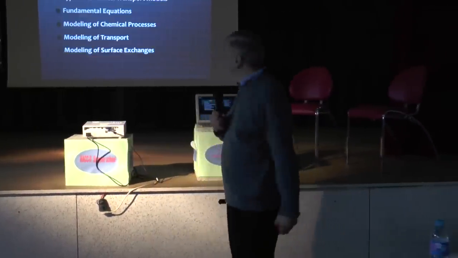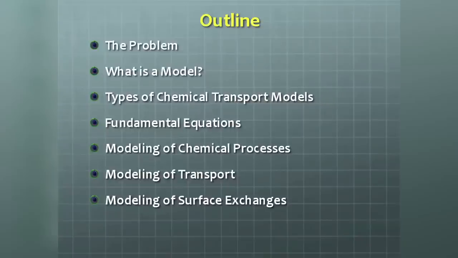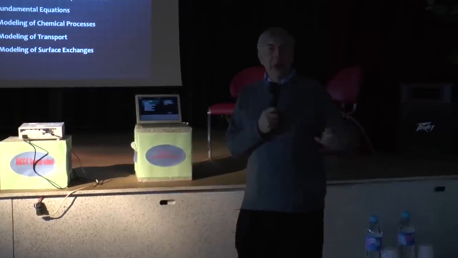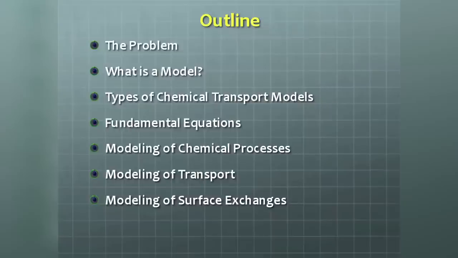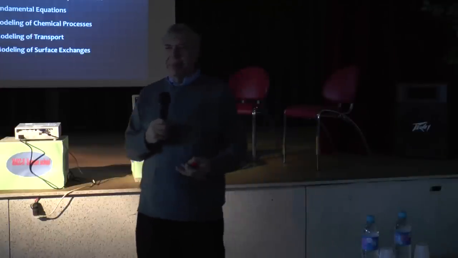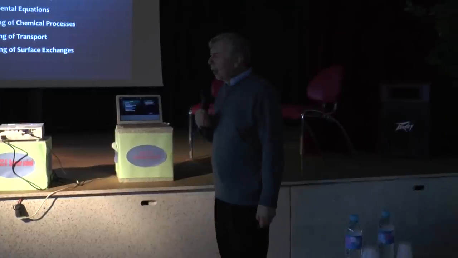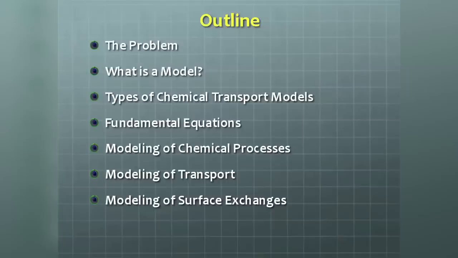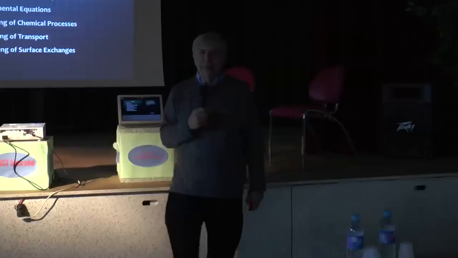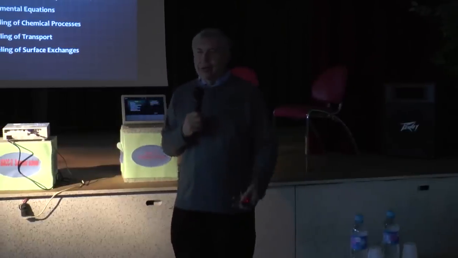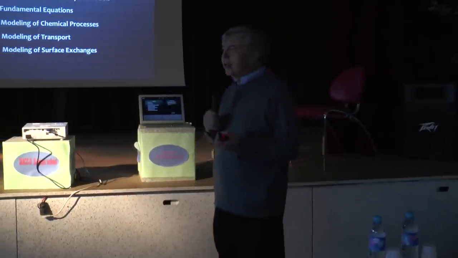So what I would like to try to do is to highlight a bit what modelers are doing. It will be an introduction, so maybe a lot of you will know a lot of that already. We'll try to think a bit about what a model is, because what I realize is that a lot of people, not here, but outside, when you talk about model results, do not necessarily understand exactly what a model is. We'll look at some chemical transport models in particular. We'll go through the fundamental equations quickly, and then we'll talk about how to model the chemistry, the chemical processes, how to model the transport, and how to model the exchanges with the surface.